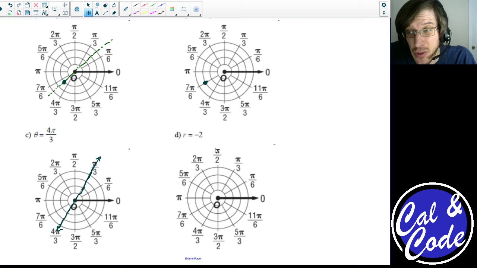Radius equaling -2. Well, let's see. If I'm at 0, radius equals -2 over here. And if I'm at pi sixths, radius equals -2 is here. And if I'm at pi thirds, it'd be there. And pi halves would be here. And you can kind of see it's at all the places a distance of 2 away from the origin. It ends up being a circle of radius 2. Alright, so that gets through simple graphing.